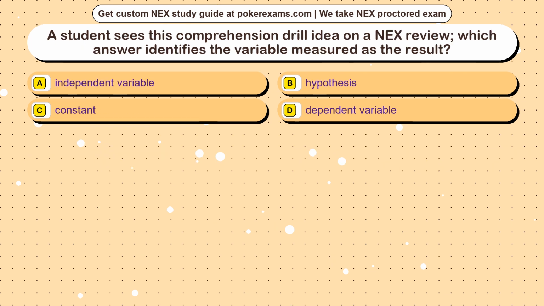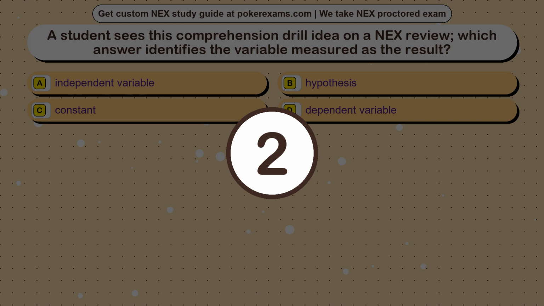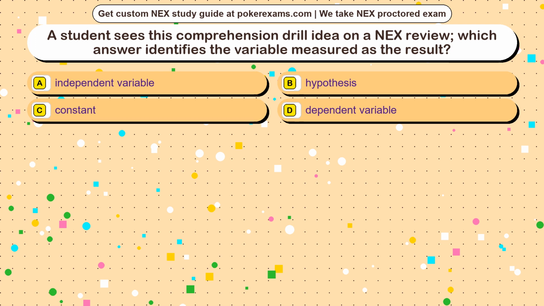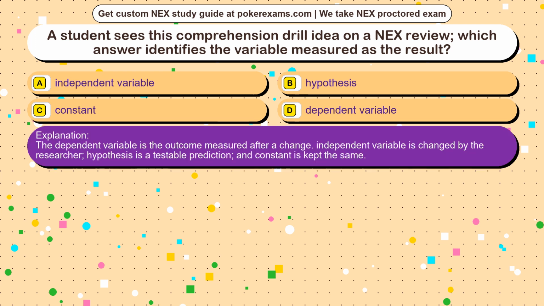Question 10. A student sees this comprehension drill idea on a NEX review, which answer identifies the variable measured as the result? Option A, the independent variable. Option B, hypothesis. Option C, constant. Option D, dependent variable. The correct answer is option D. The dependent variable is the outcome measured after a change. Independent variable is changed by the researcher, hypothesis is a testable prediction, and constant is kept the same.